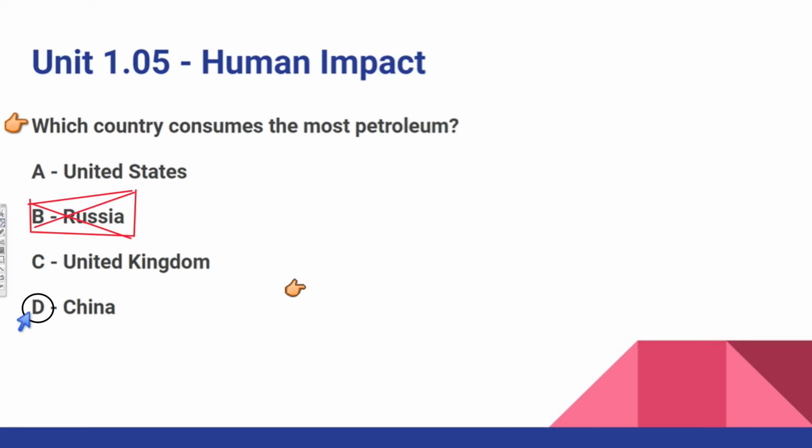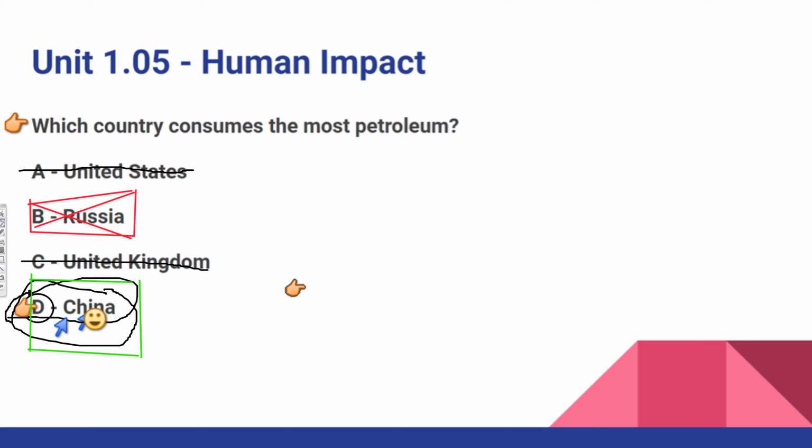Okay, so somebody doesn't like Russia or they're picking Russia. One of the two. A lot of people are thinking China. All right, so China seems to be the group think consensus.